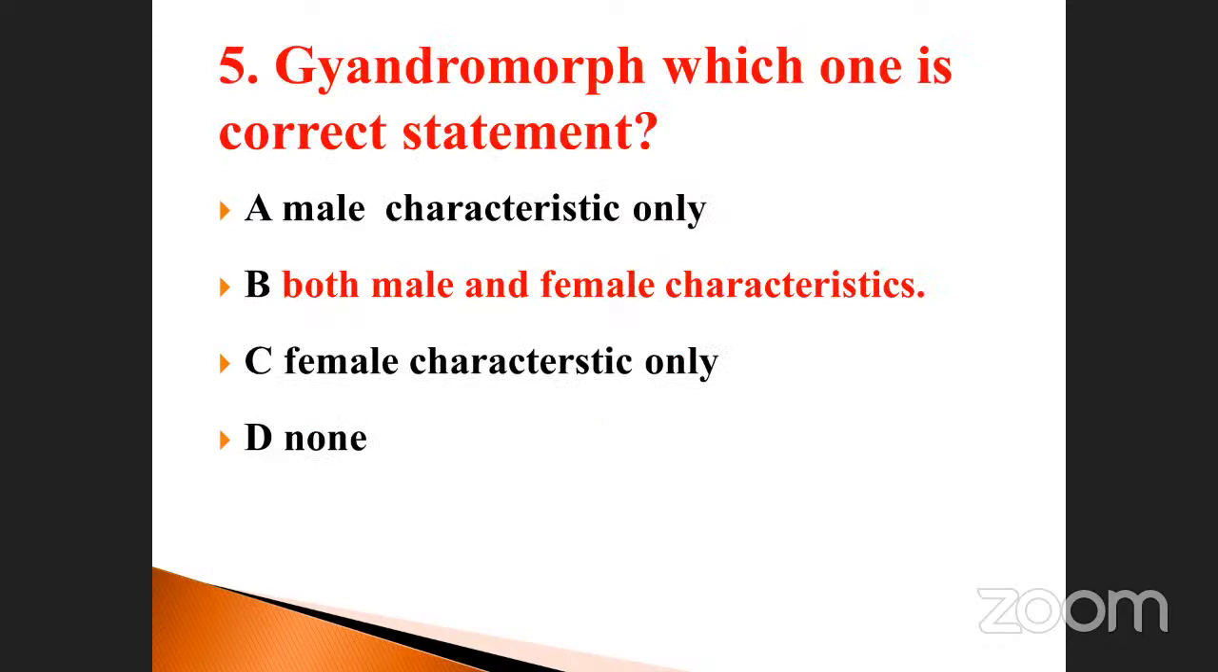Okay, and then the last one, gynandromorph. Which one is the correct statement? Male characteristics only, both male and female characteristics, female characteristics only, none of these. Which one is it?